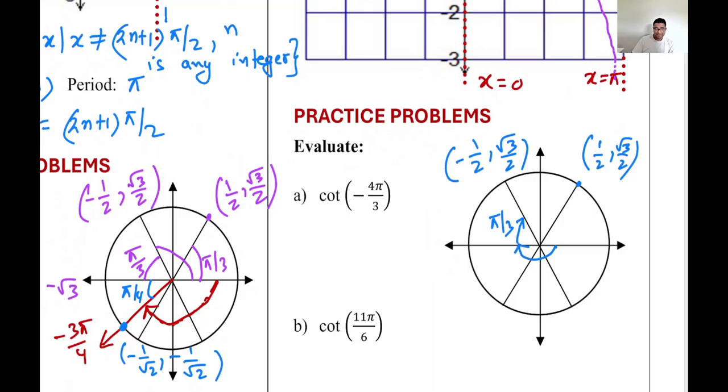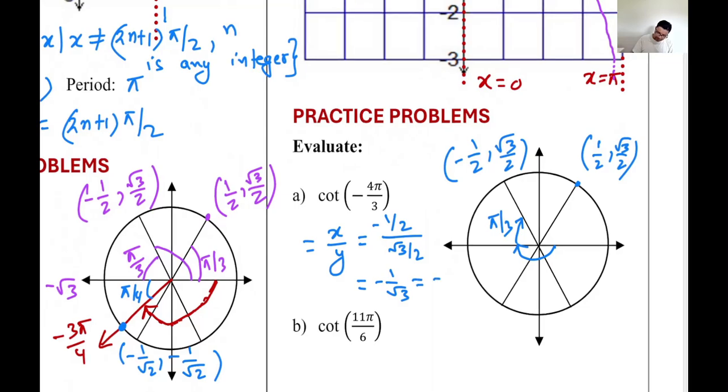Okay. And what is the definition of cotangent? X over y. And that is going to be negative 1 over 2 over root 3 over 2. That will be negative 1 over root 3, which you rationalize and write as negative root 3 over 3. Okay.